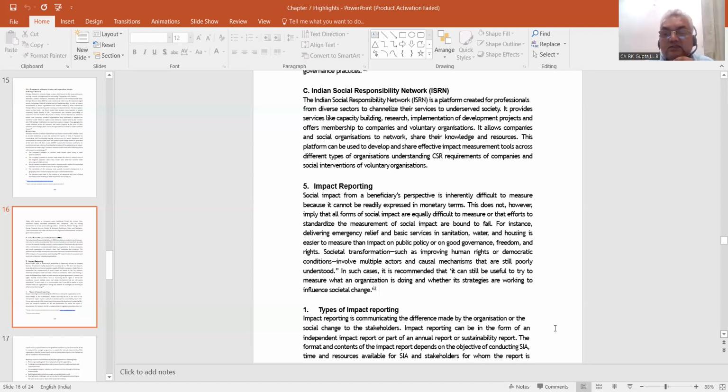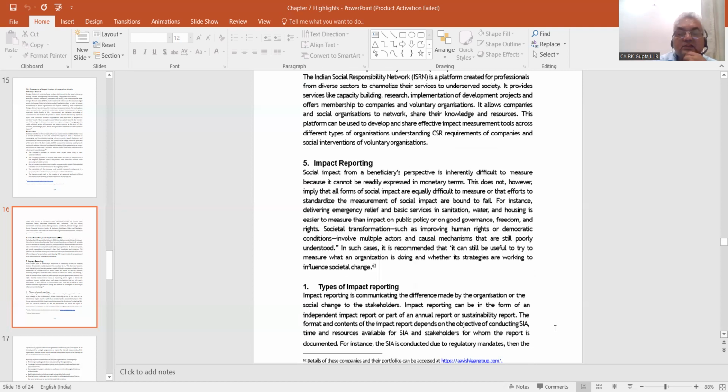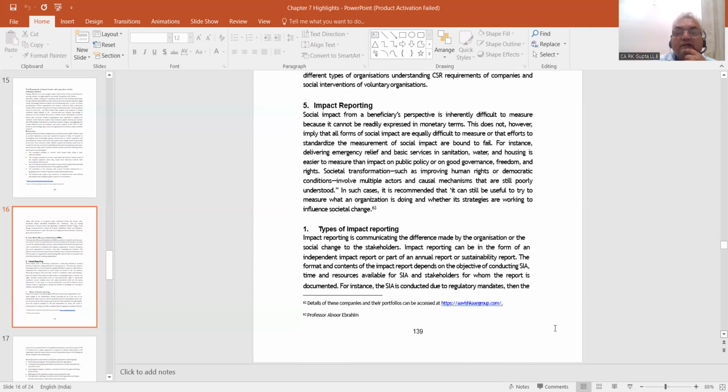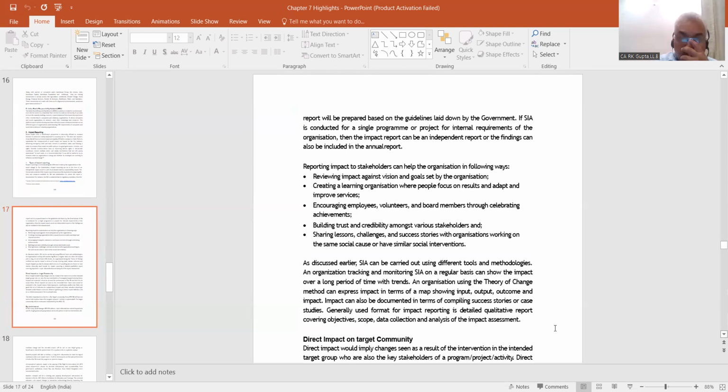The format and contents of the impact report depend upon the objectives of conducting social impact assessment, time and resources available for social impact assessment, and stakeholders for whom the report is documented. For instance, if the social impact assessment is conducted due to regulatory mandates, then the report will be prepared based on the guidelines laid down by the government. Suppose there is some regulation that you have to do this impact reporting. Then basically the guiding factor will be the guidelines laid down by the government.